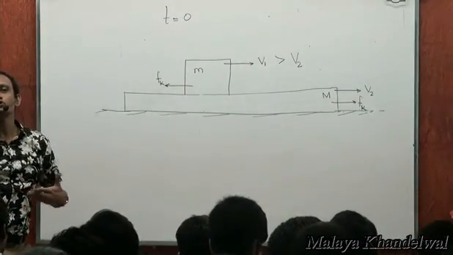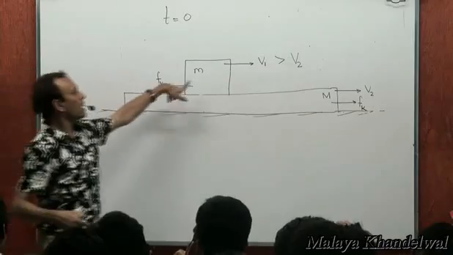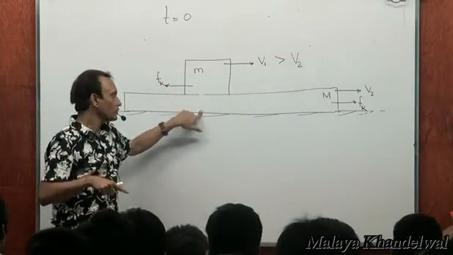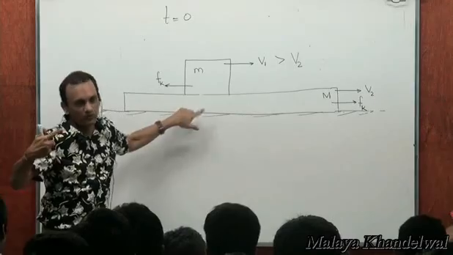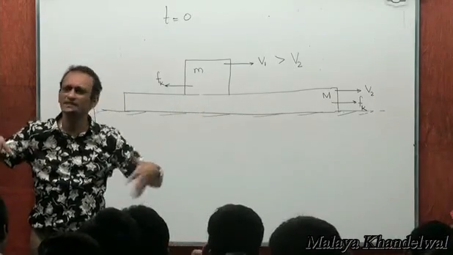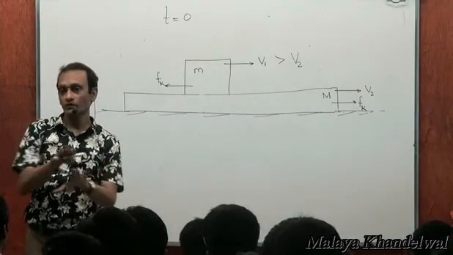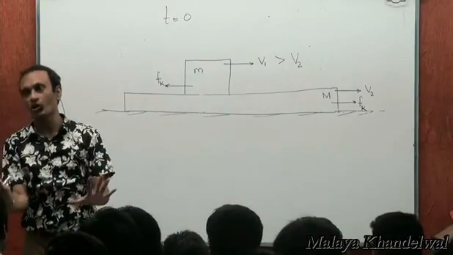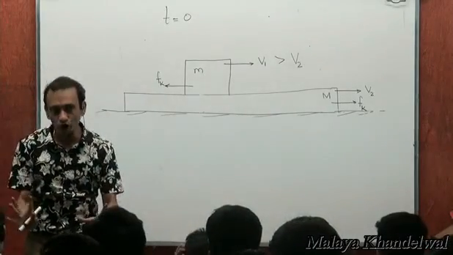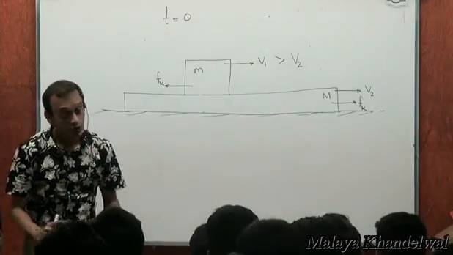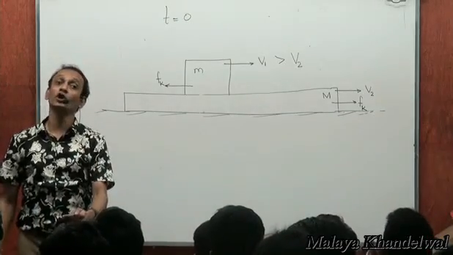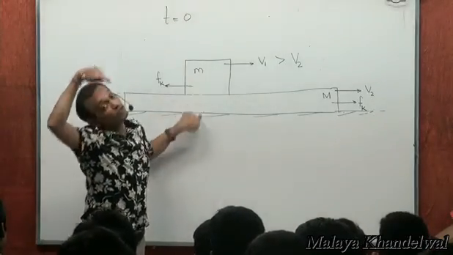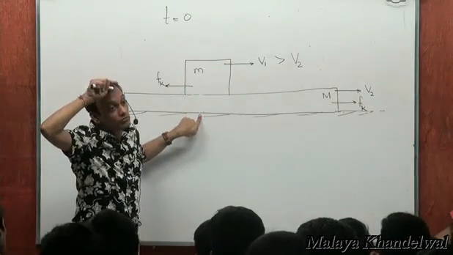Of course, the velocity of the mass on top will go on decreasing. The velocity of the lower mass will go on increasing. After a while, they will acquire the same velocity also. Then there would be static friction between the two. But let's say before they acquire a common velocity, till that time, the velocity of the mass above will always be higher than the velocity of the mass below.